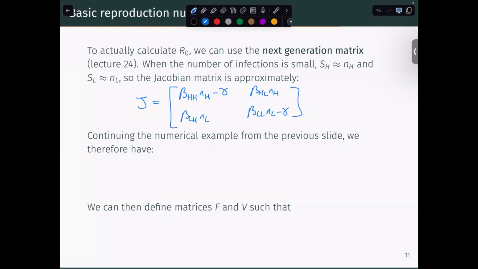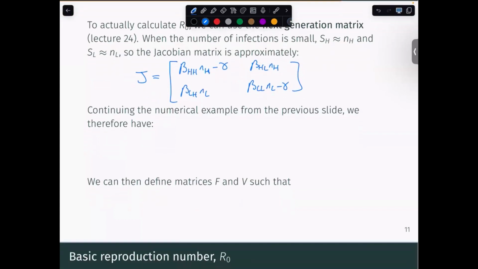And those matrices F and V are going to be determined based on what is new infections versus just movement between classes or loss of infections. I'm actually just going to skip down to the bottom first of all here. So we're going to define these matrices F and V. So J is equal to F minus V.